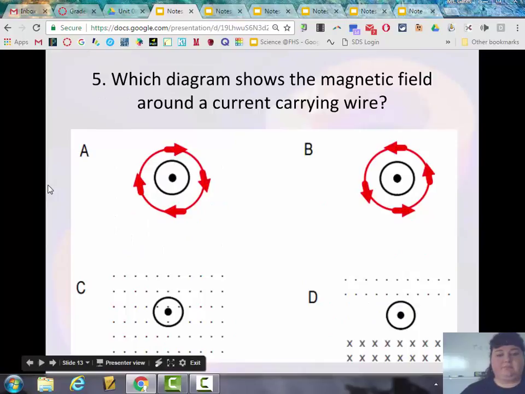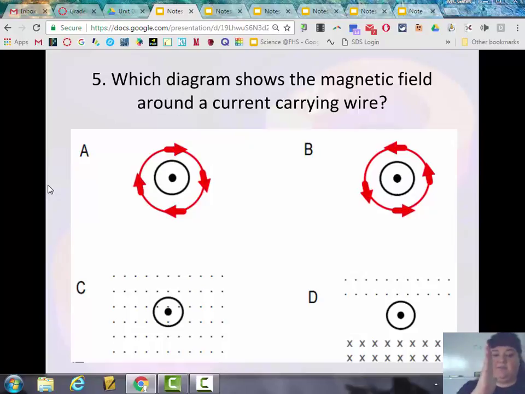Okay, let's try another one. Which diagram shows the magnetic field around a current carrying wire? My wire is being represented by the black dot, so it should be pointing out at me. My thumb should be pointing outwards, so my fingers are going to curve in the direction of the field. I'd be curving to the left first and then back around to the right. So my answer should be B on this one.